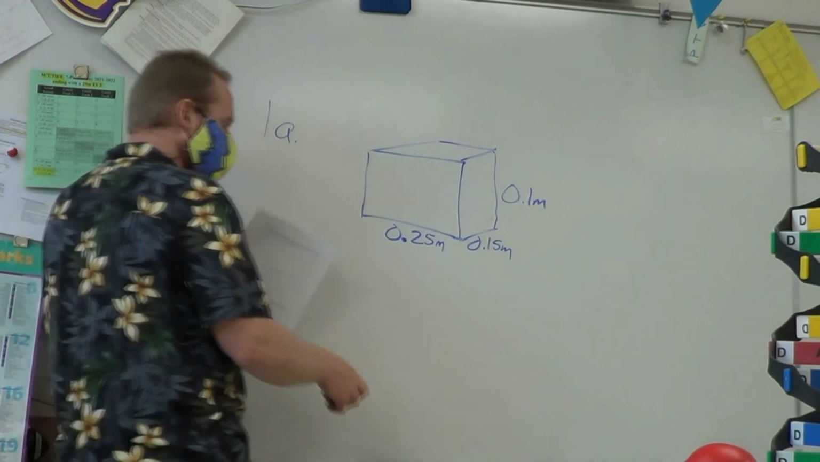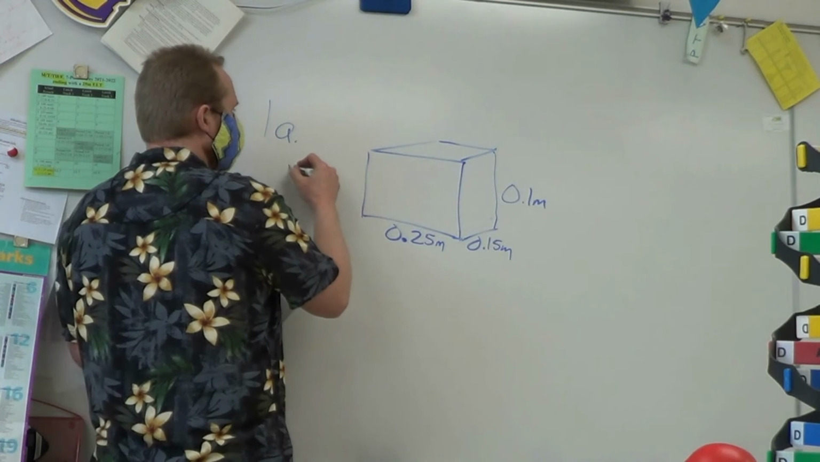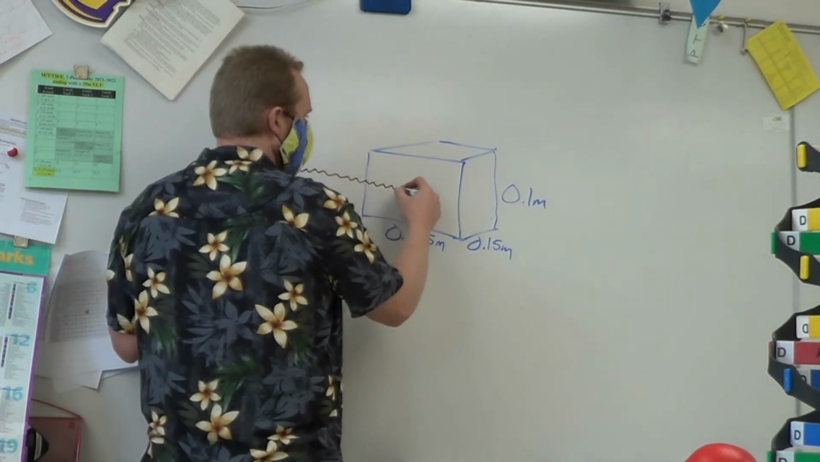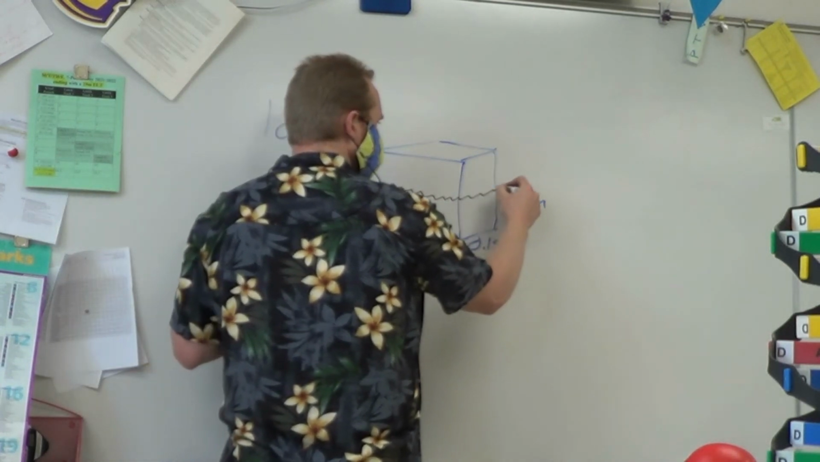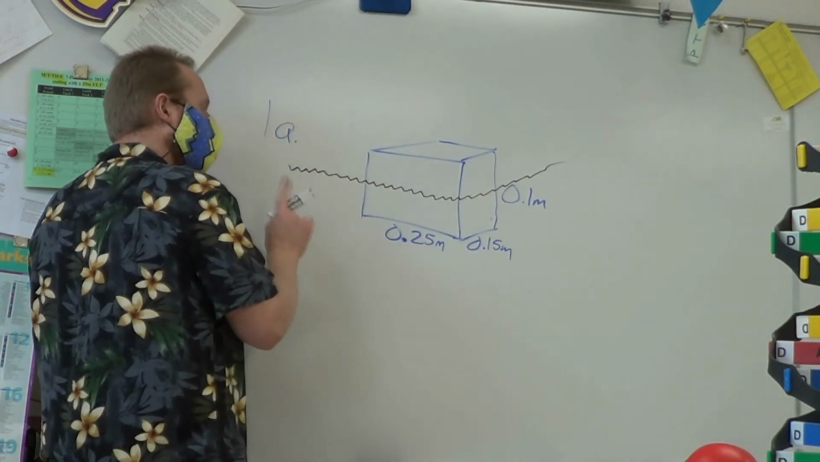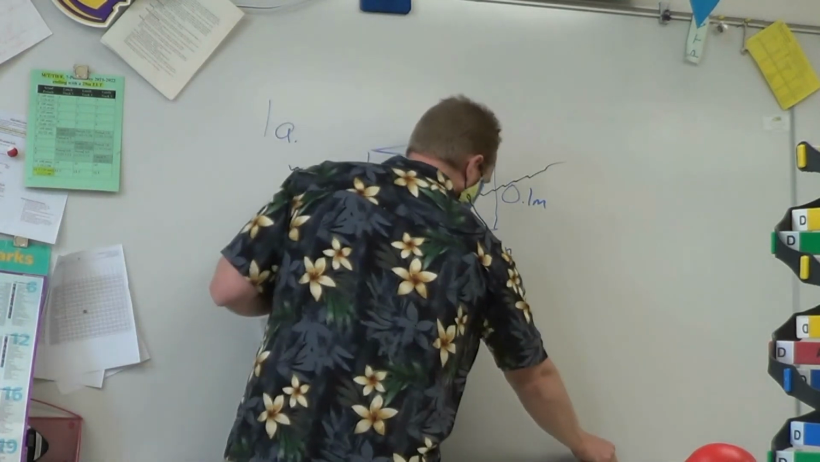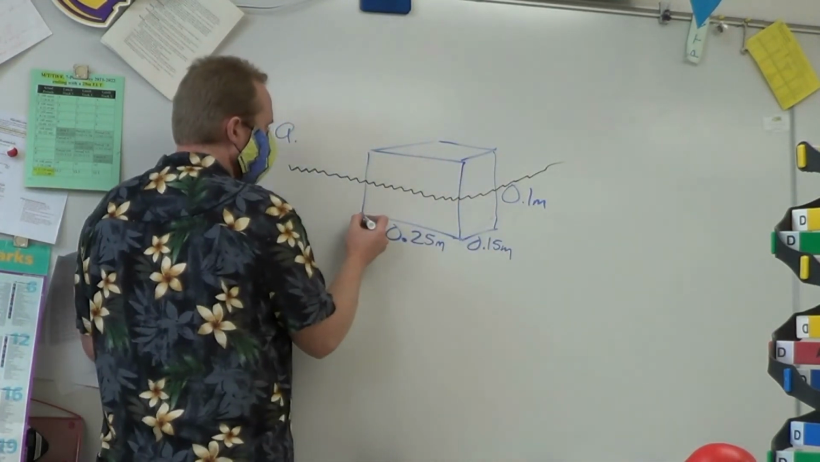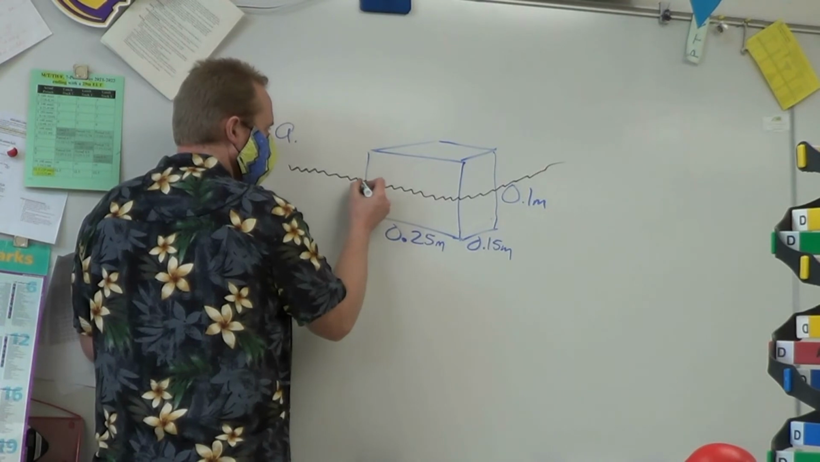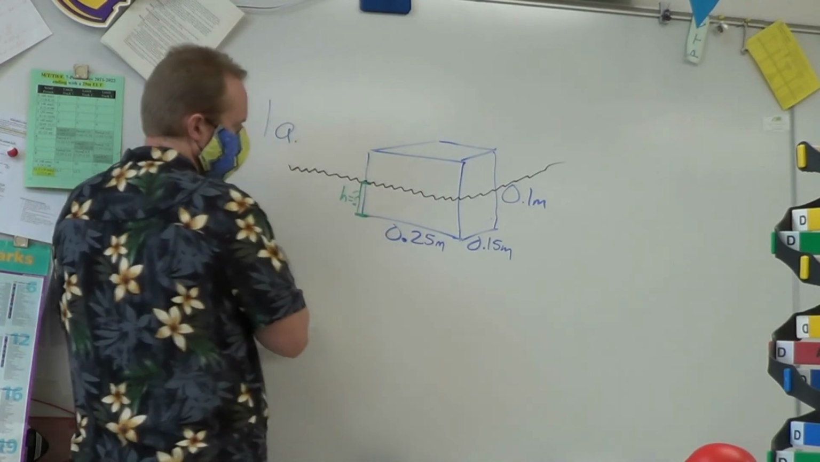Now this block is floating on the surface. Because it's floating on the surface, I put a water level in to show that. The question being asked is, how far underwater is it? How far is it from here to here?